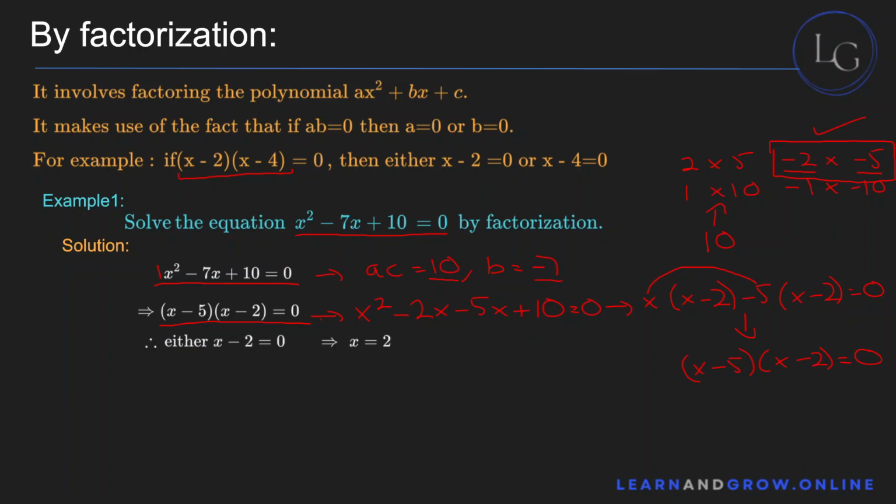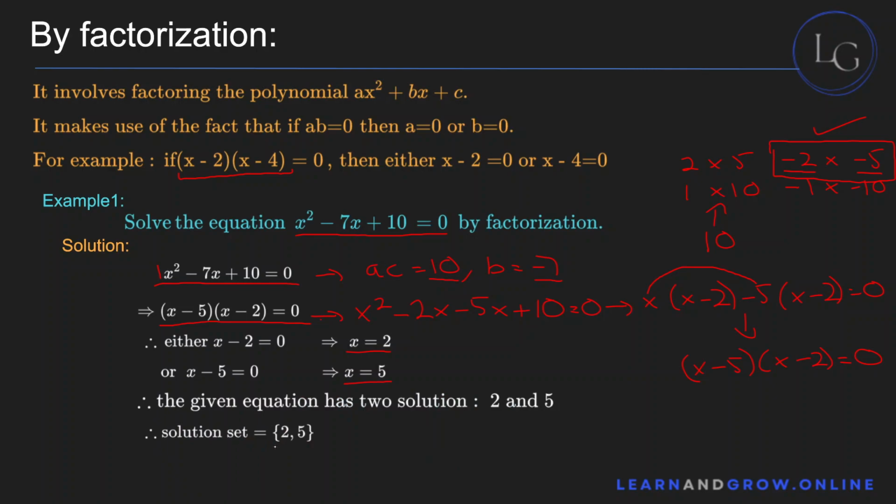Now, either the value of x - 2 is equal to 0, so x is equal to 2, or the value of x - 5 is equal to 0, so x is equal to 5. So now we have two values for x, and this is the solution set.